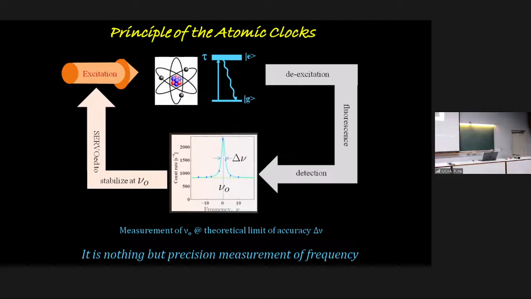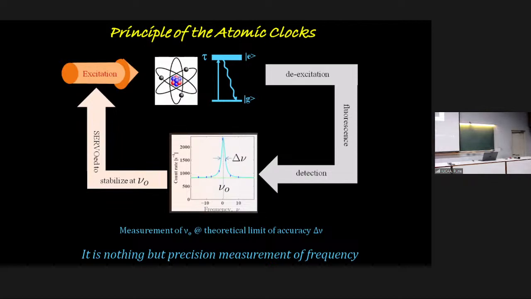For example, typically for an electric dipole transition, this tau is several nanoseconds, 5 to 10 nanoseconds. That corresponds to tens of megahertz, the inverse of tau, that is this gamma. On the previous slide there was a gamma which was 1 over tau. That is a few tens of megahertz, which corresponds to a few nanoseconds, if you put the numbers.